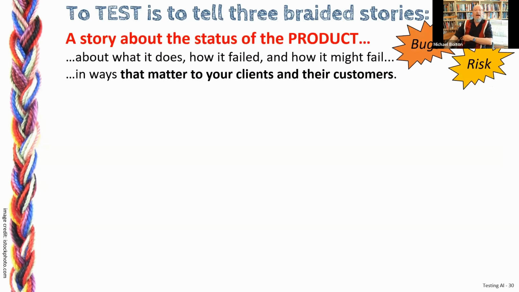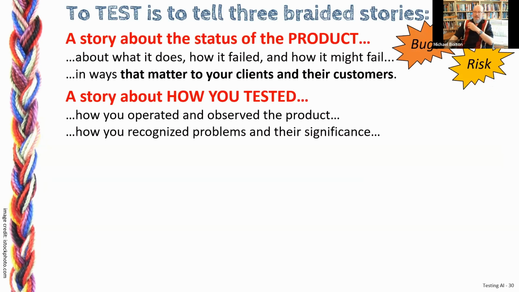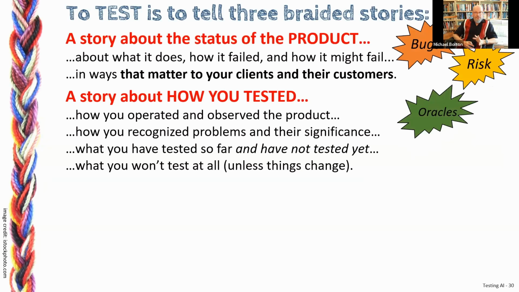We also have to tell a story about how we tested: what we did to configure, operate, observe, and evaluate the product, how we recognize problems and their significance. That's a story about oracles, the means we have for recognizing a problem. We have to talk about what we've tested so far, what we haven't tested yet, what we're not going to be able to test at all unless things change. That's a story about coverage. And when we talk about coverage, we're not just talking about code coverage. We're talking about risk coverage, requirements coverage, structural coverage of the product, functional coverage. We're talking about operations coverage. We're talking about time-based coverage, all these different ways of modeling the product and our perspectives on it.